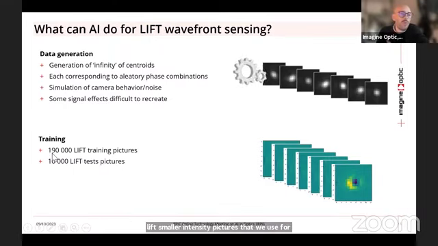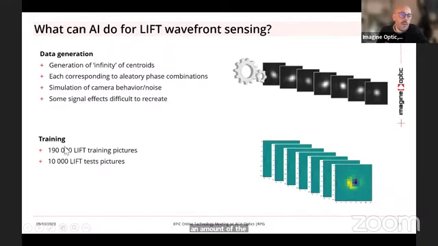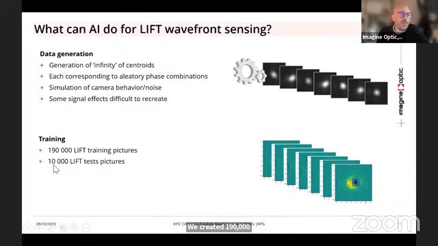So to give you an idea of the magnitude of the data we generated, we created 190,000 images for the training, and we kept 10,000 for the testing. So that's what we have been training the algorithm on.